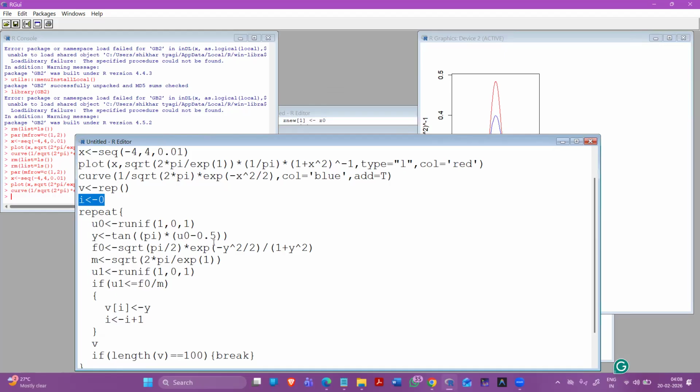Here, repeat and break means that I have a condition. If the condition is satisfied, it should run. If the condition is not fulfilled, it should break the loop, go back to the beginning, and start again. All right, I have a number of conditions in that. What are the conditions I am having here?